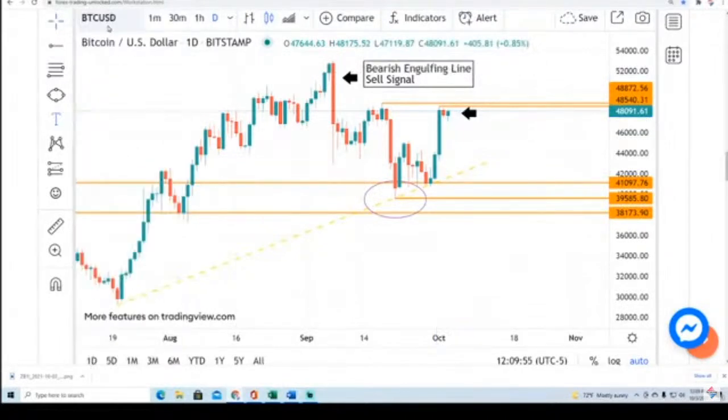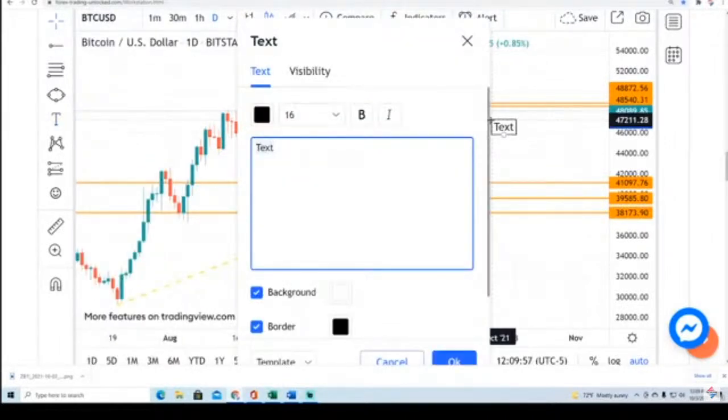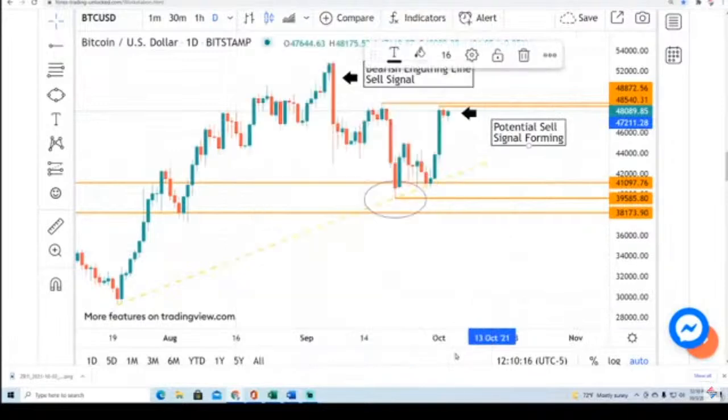Now, you know what that means when you say potential? It means it's potential. It doesn't mean that it has happened yet, okay? So do not get in front of the sell signal, okay? That is very big. So I can't stress it enough that when it's forming, it's just an illusion. You don't know what's going on.